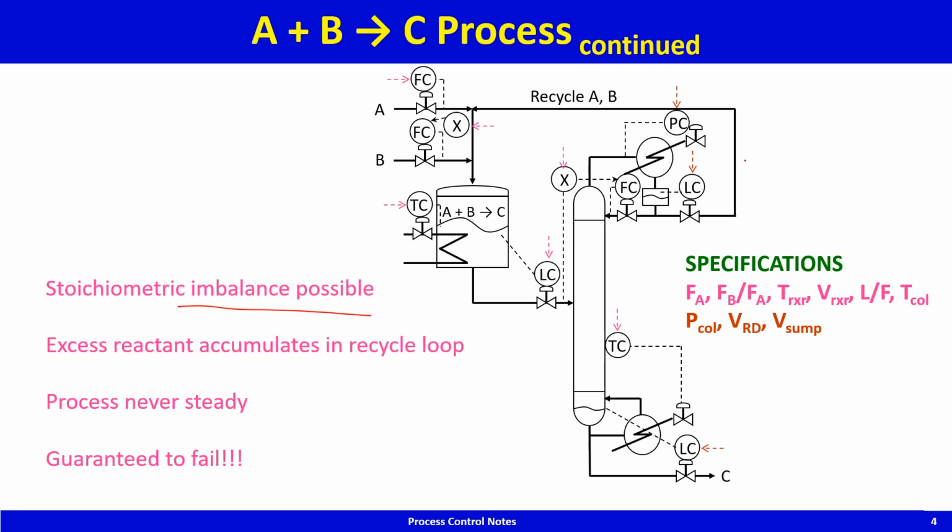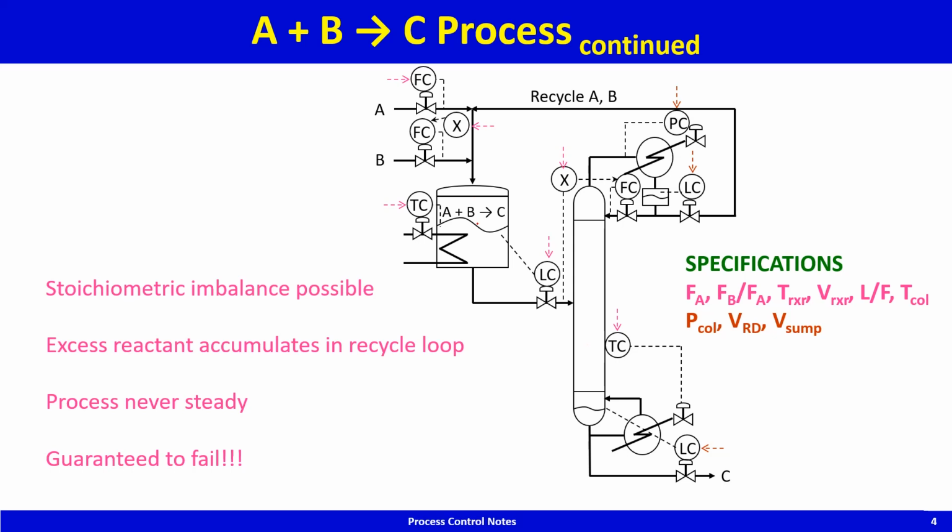And most likely what will happen is the column will flood, because in order to keep the excess reactant from dropping down, the temperature controller will keep cranking up the boil up, and the extra boil up will eventually flood the column, not allow the liquid to drop down the column, and so the column will get flooded. So you will most likely hit a flooding constraint on the column. Okay, so that's the problem with this control structure. How do we take care of this?